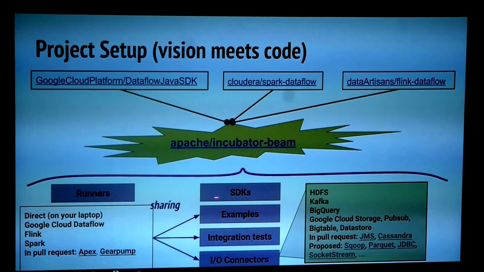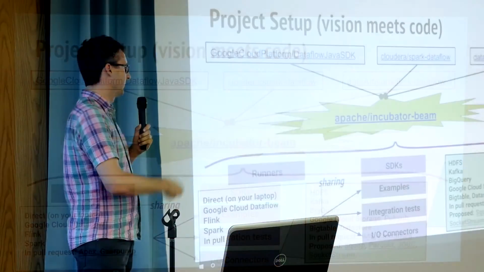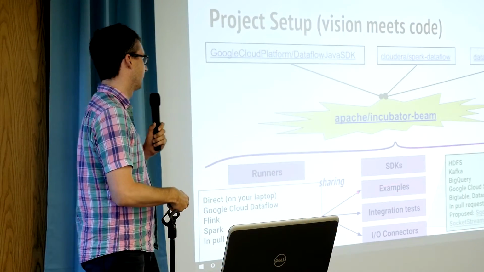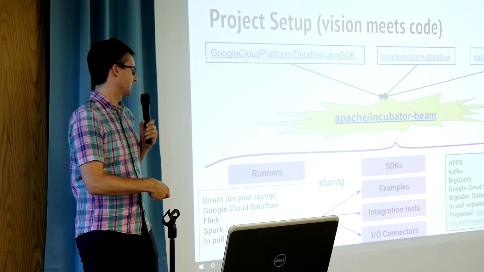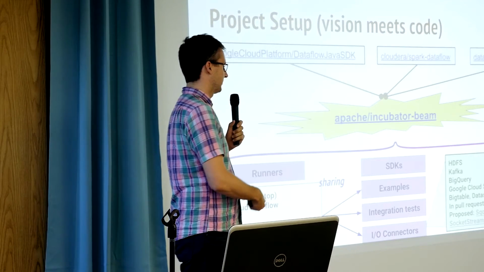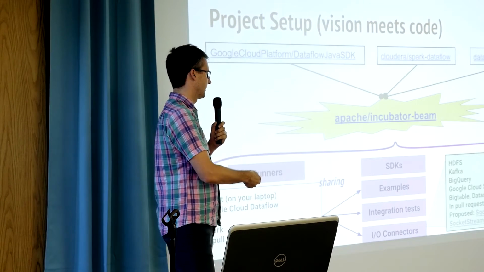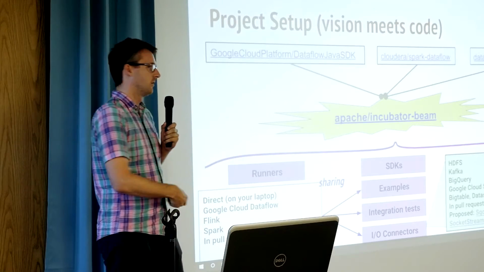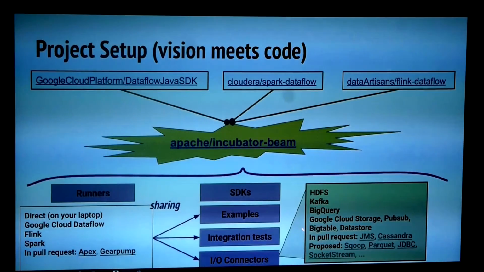And I guess the benefit of all of this stuff getting into the same repo is that they all share cross-runner examples, cross-runner integration tests, and I/O connectors, right? We're trying to grow the set of I/O connectors, so you can connect to HDFS, Kafka, BigQuery, GCP products like Bigtable, PubSub, and Google Cloud Storage. There are a couple in pull requests, and lots have been proposed. And this is sort of how the code is organized, what lives together, and why it lives together.